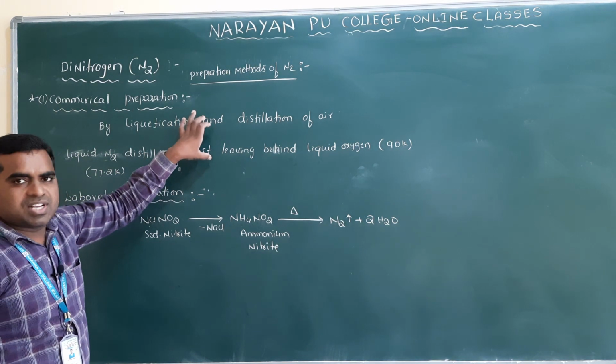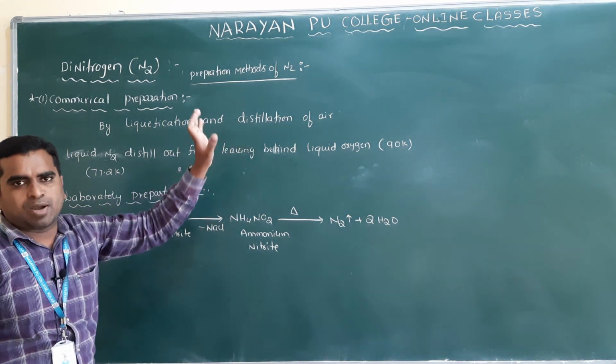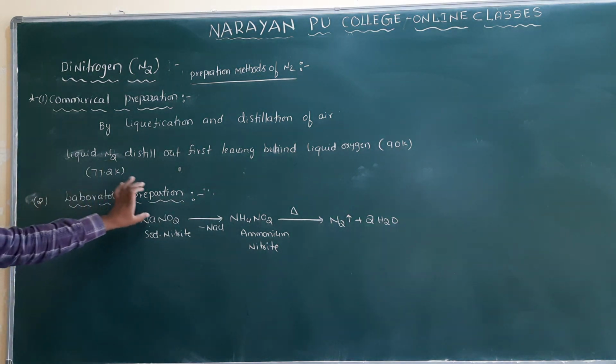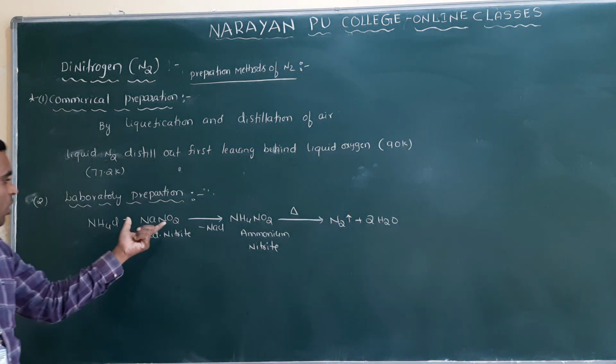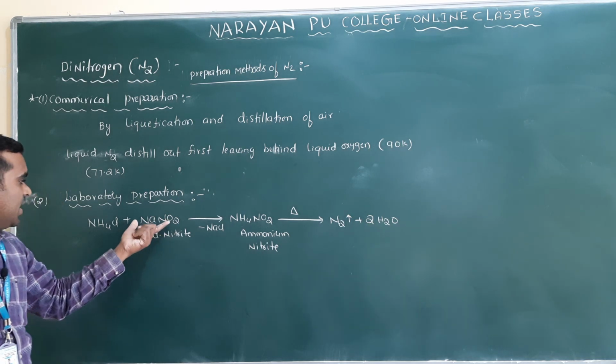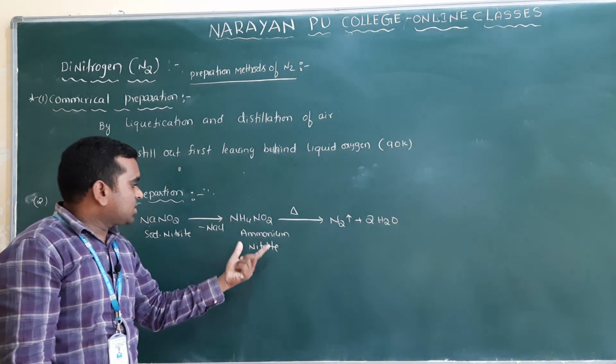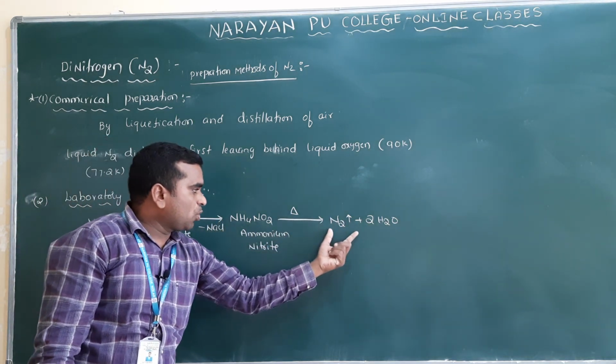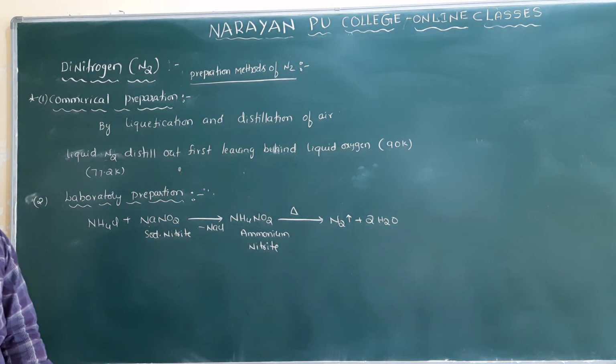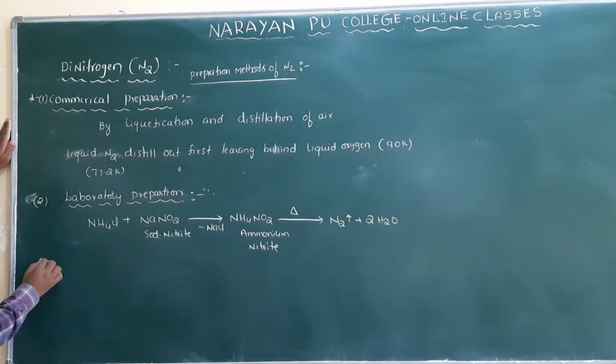Commercial preparation means from the atmosphere or from the air, and laboratory preparation means first ammonium chloride is treated with sodium nitrite and gives ammonium nitrite, and further heating will produce nitrogen gas, clear? Next one, what is the third preparation?